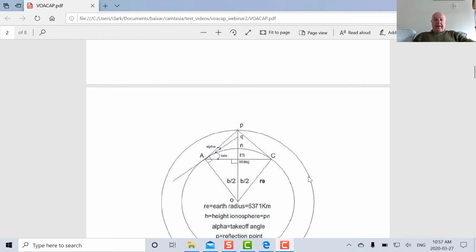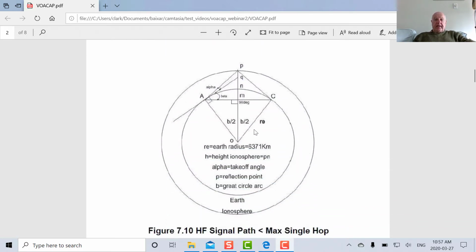Okay, now in this figure down here, what I'm doing is I'm saying, let's say my hop from A to C is less than the absolute maximum. Then what's happening is the signal from the antenna is taking off at a takeoff angle alpha. And if we know AC and we know which layer we're dealing with, we can work out the takeoff angle alpha. The reason this is important is because antennas have a gain that varies with the vertical takeoff angle.